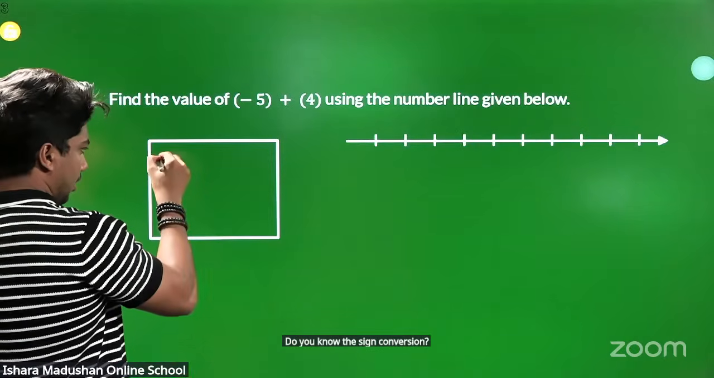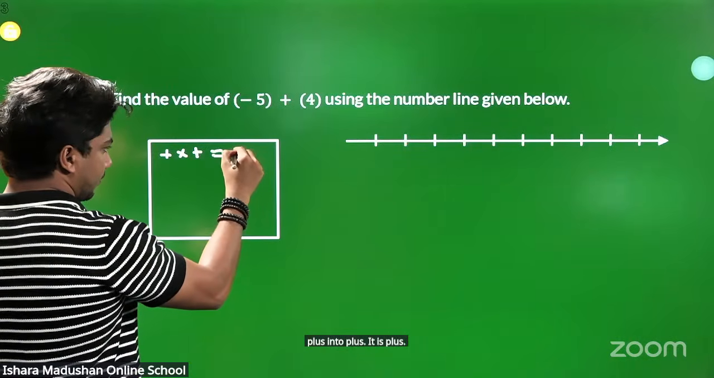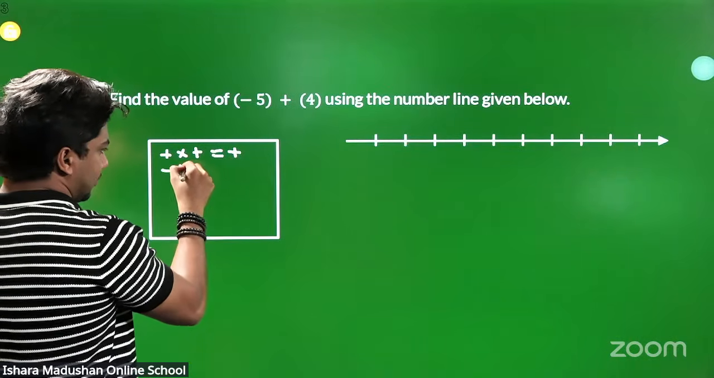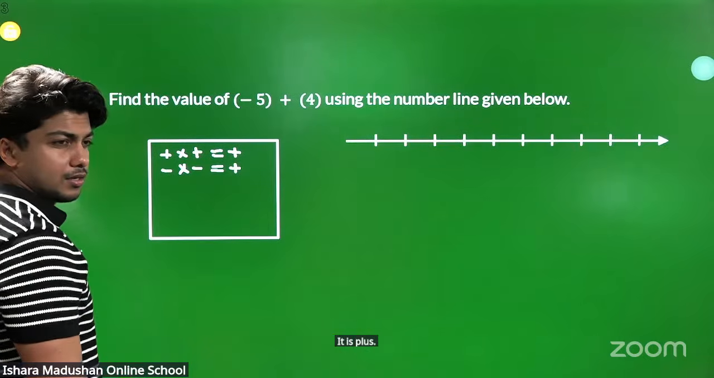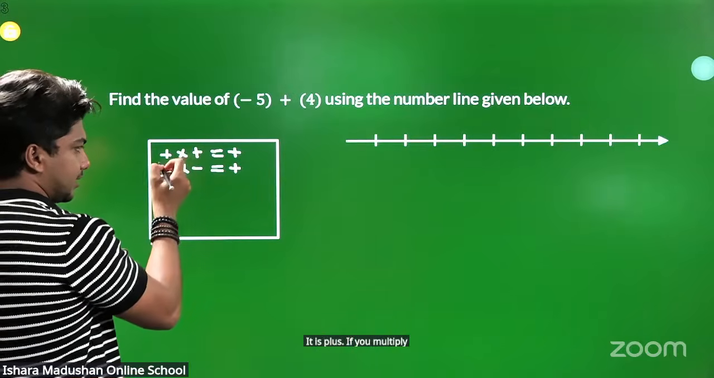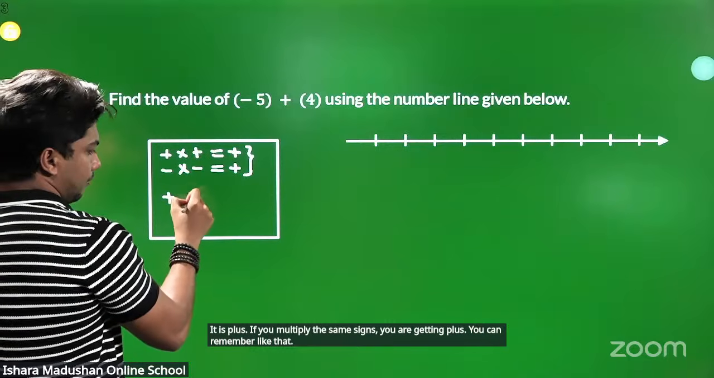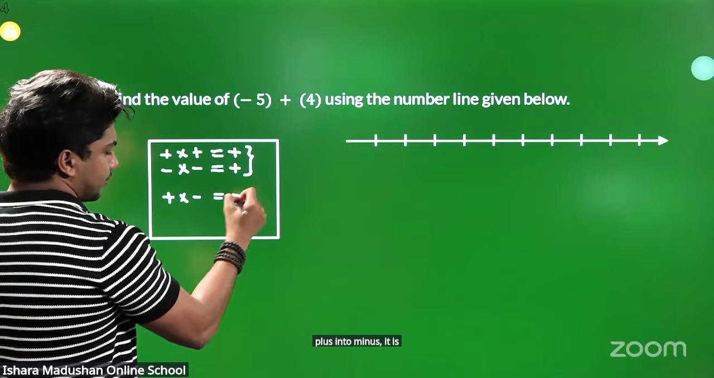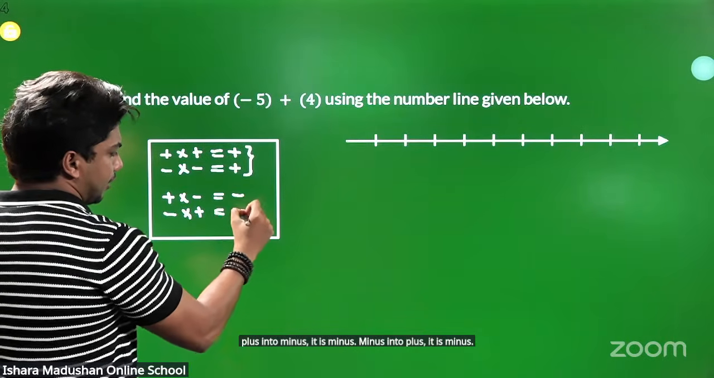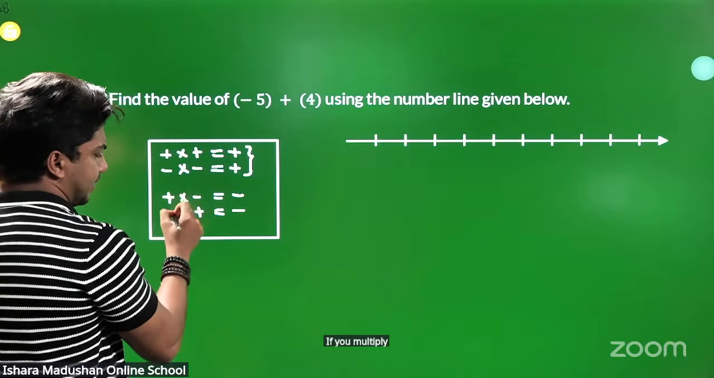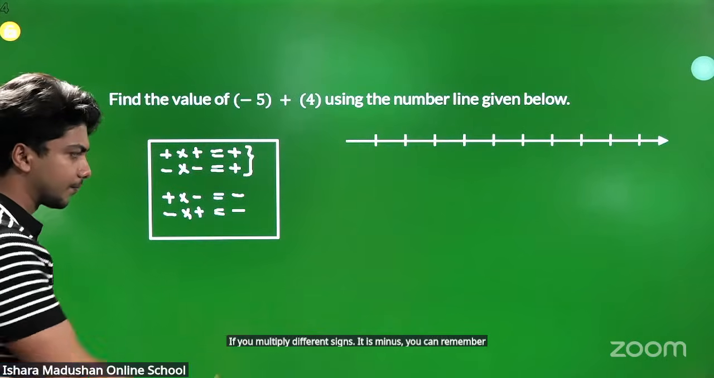Puta, plus into plus, it is plus. Minus into minus, it is plus. If you multiply the same signs, you are getting plus. You can remember like that. Plus into minus, it is minus. Minus into plus, it is minus. If you multiply different signs, it is minus. You can remember like that.